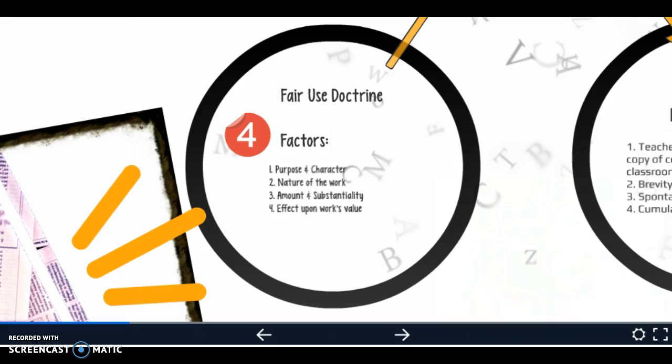So how much of an impact does it have? Does it take away from the value? Did it increase the value of the original work? What did you do to the value of the work in the commercial use of it?